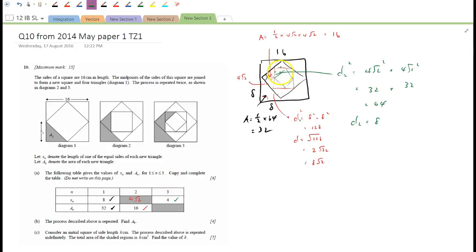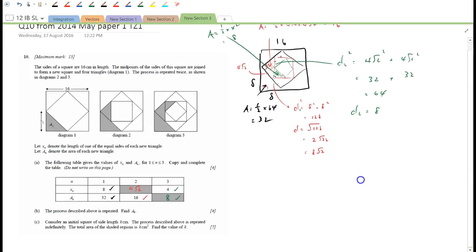Now I want the area of one of these little triangles here, which is again a right angle triangle. What's this length here equal to? I've just worked it out to be 4, because that whole length there is 8. So it's 4 by 4, so it's a half by 4 squared, which is 8. So I'm going to put an 8 in there, and that completes my table. Now, so that's 4 marks.